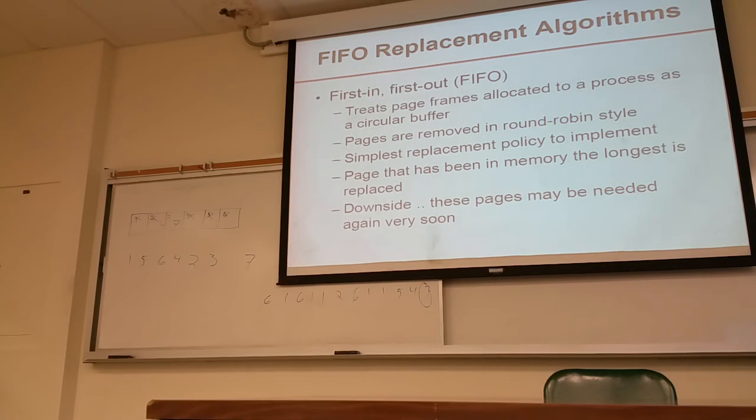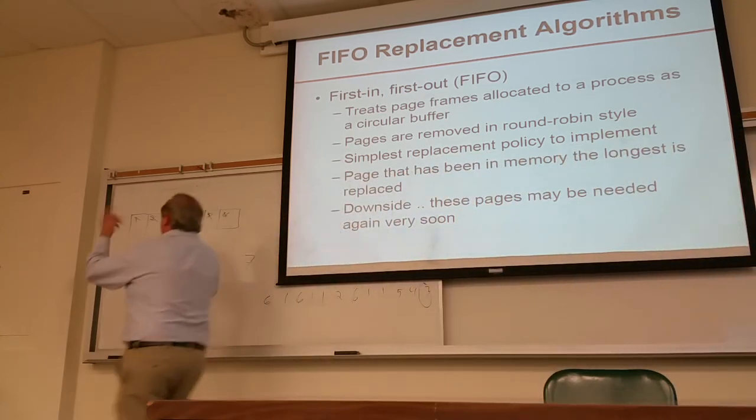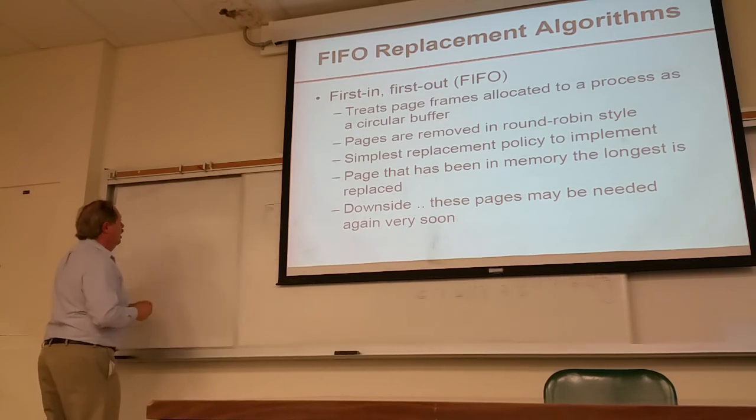First in, first out. The way first in, first out works is it treats each of the frames as if they're in a circular buffer. Right? So you put a page into the first frame, you put a page into the next frame, put a page in one after that, and then when you get to the end, it's like a circular buffer because you're just going to remove the oldest one and put the new one there, right? I'm just using my fingers when I have a whiteboard. How about that?